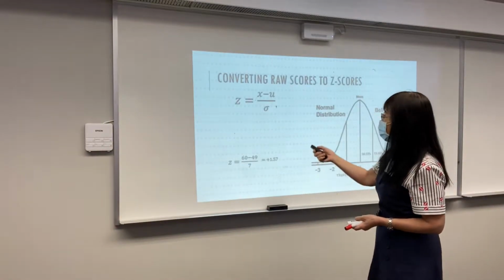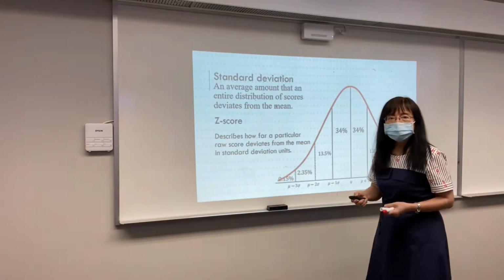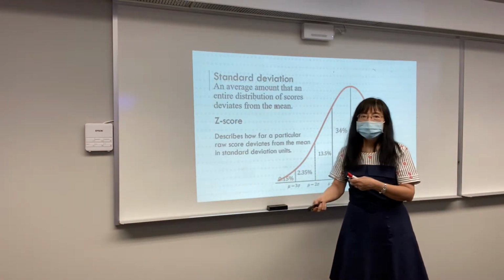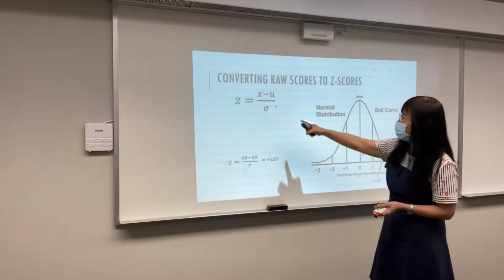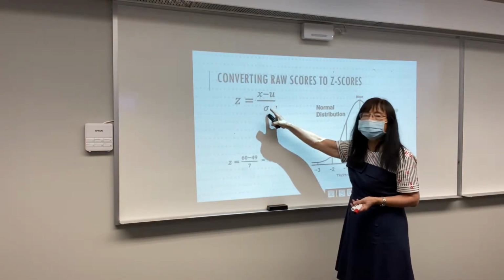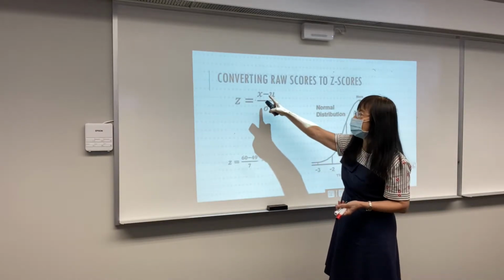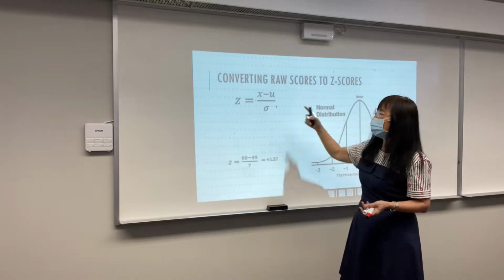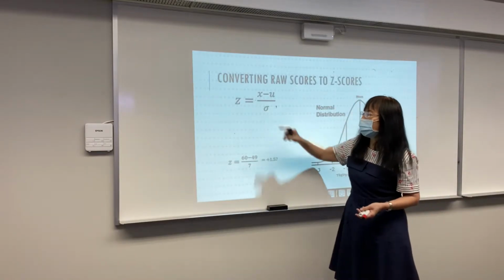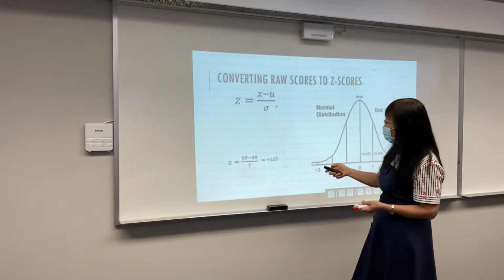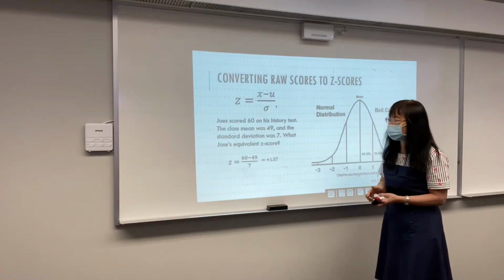Okay, so we know the Z score is used to transfer your raw score to the standardized score. We use this formula: Z equals X minus mu, divided by the standard deviation. X is the raw score, mu is the average from the population, and the standard deviation is also from the population.